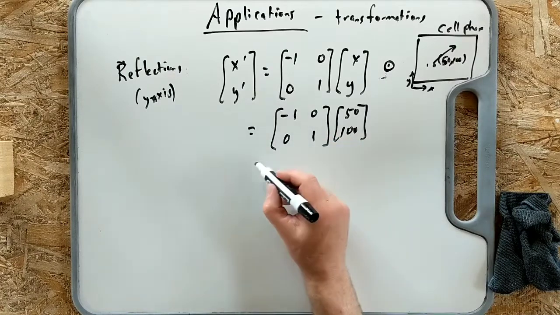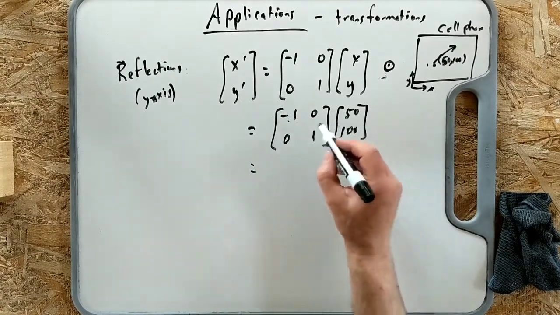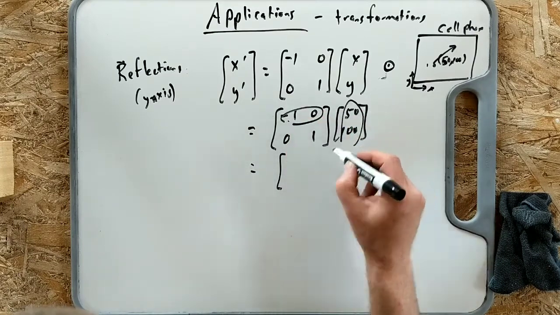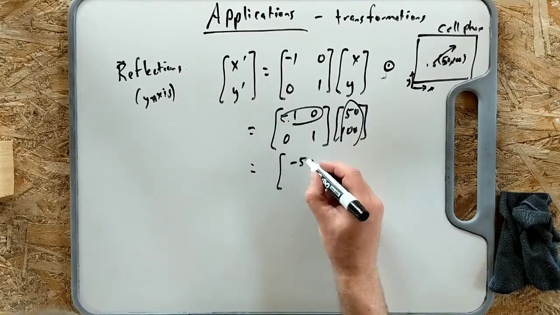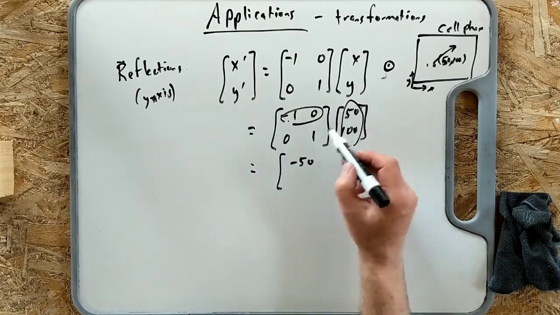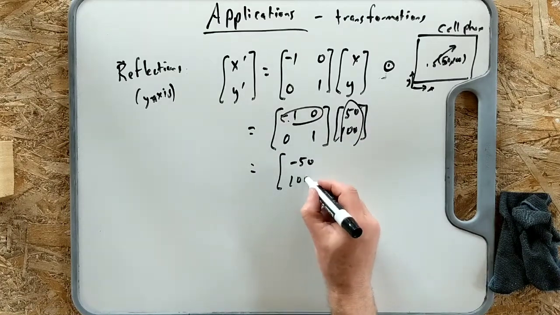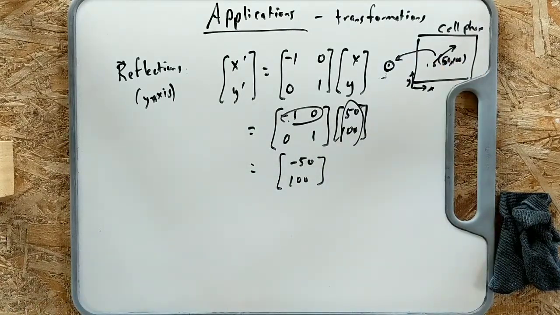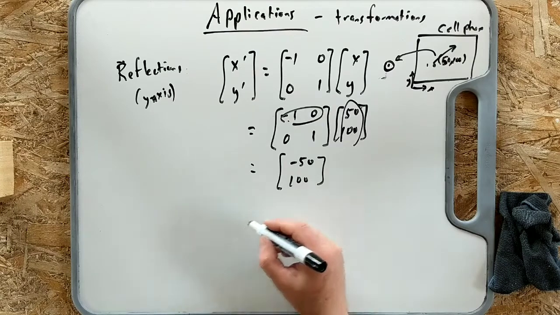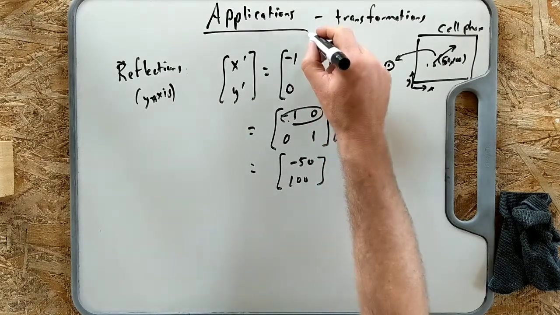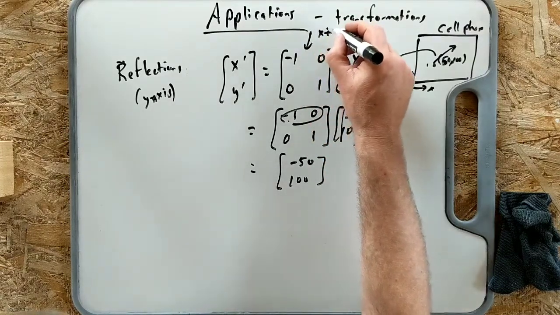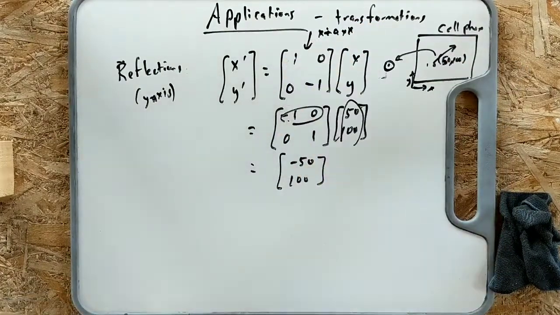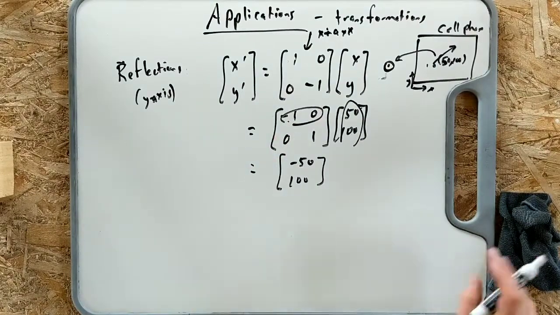Okay, so anyway, it's matrix multiplication. I do -1 times 50, which is -50, plus 0 times 100, row 1 times column 1. And that gives me -50. Then the bottom row gives me 0 times 50 plus 1 times 100, which is 100. And that point is now over here. I've reflected it. If I want to reflect across the x-axis, by the way, all that changes is the matrix. So this is the y-axis reflection, and if I want the x-axis reflection, the only thing that happens is I do that, and that's the new matrix for that.